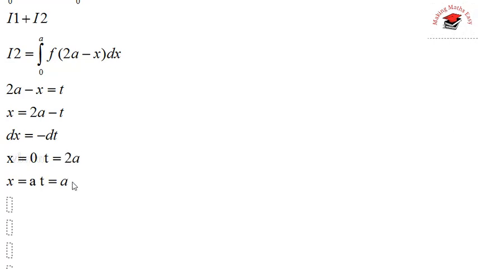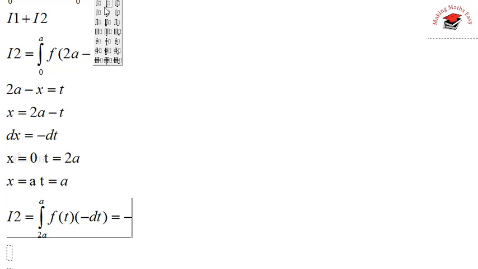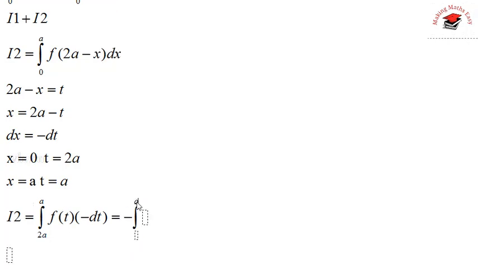So I2 will become equal to the integration of a to 2a, sorry, from 2a to a, because a is my upper limit and 2a is my lower limit, and again f of t, because instead of 2a minus x we are putting t, so it will be f of t into minus dt, negative dt. So this will become equal to negative integral of a to 2a of f of t dt.